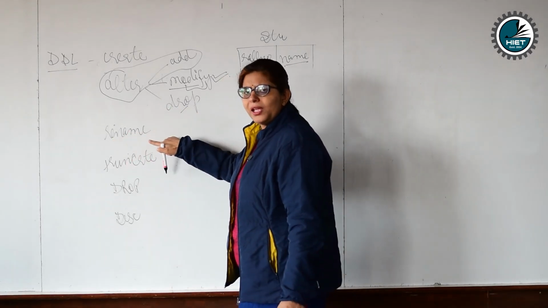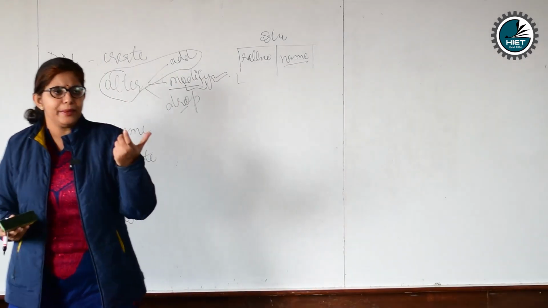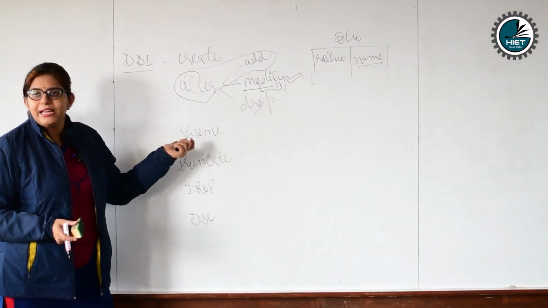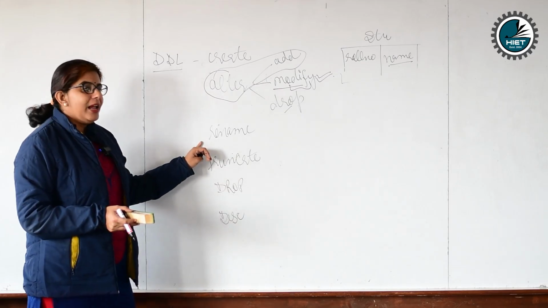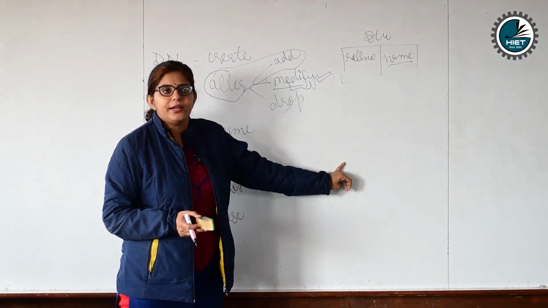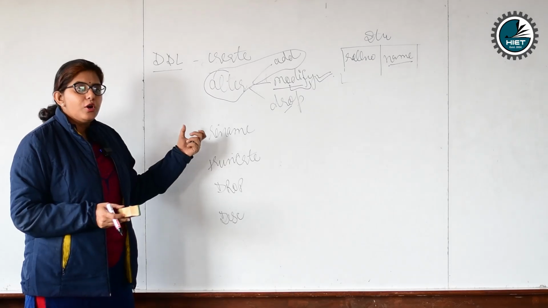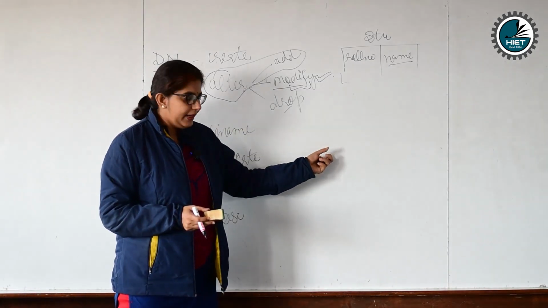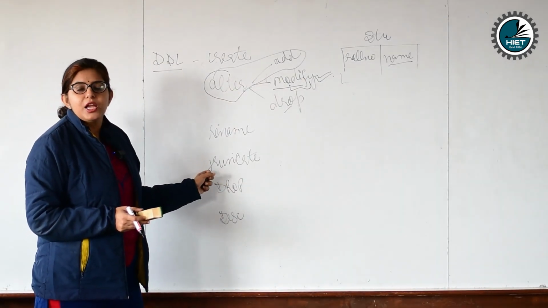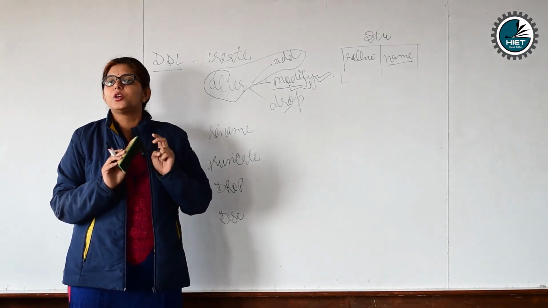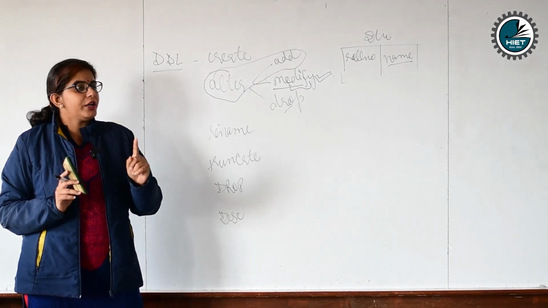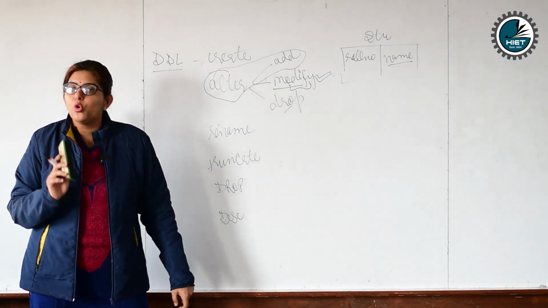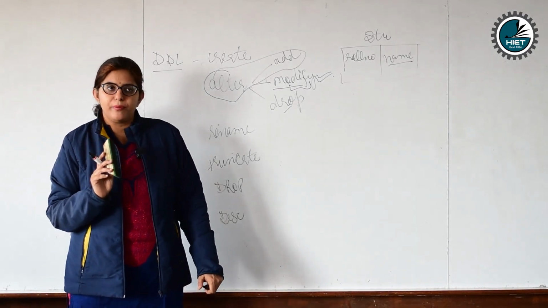Next one is rename. Rename is clear from the name of this command. With the help of rename, we change the name of the table, like rename student into student CS third year. We change old table name to new table name. The next one is truncate. With the help of truncate, we delete whole data from a table. Just make it clear, it will not delete the table. It will only delete the whole data from the table.